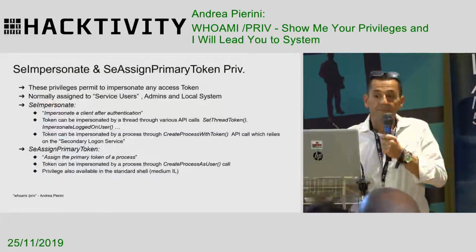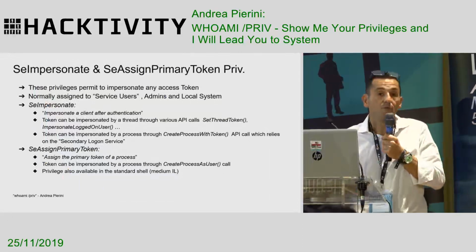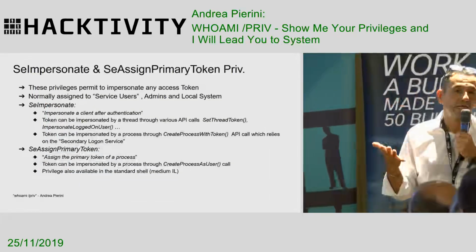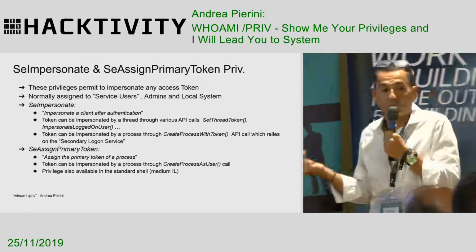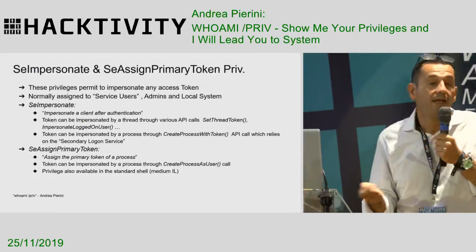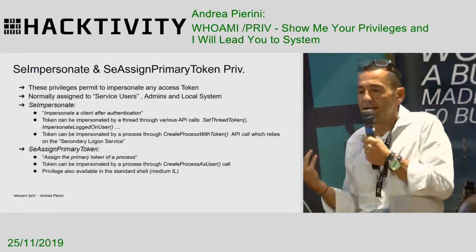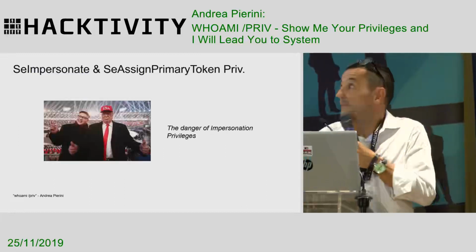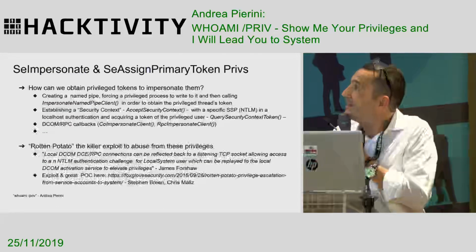The last two: impersonation and assign primary privileges. These are very, very powerful because they are easier to obtain. If you compromise a service account, you have these privileges, impersonate and assign primary. What can you do with these privileges? A lot of things. You have to obtain a powerful token, and then impersonate this token. These are the dangers of impersonate and assign primary privileges.